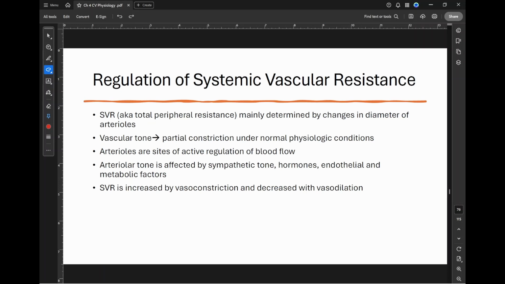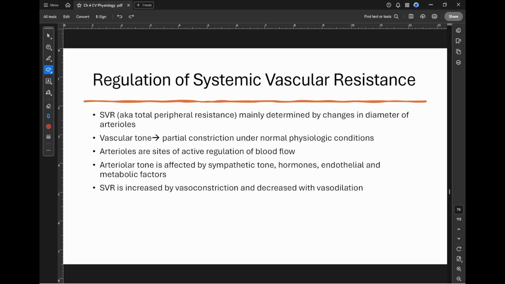So how do we regulate our systemic vascular resistance, SVR? It is also interchangeable with another one that you may see called total peripheral resistance. The total peripheral resistance will also include the veins, whereas systemic vascular resistance is only on the systemic side, so it's just really the systemic circulation, not the pulmonary. Because pulmonary vascular resistance we'll deal with next week when we talk about the lungs.